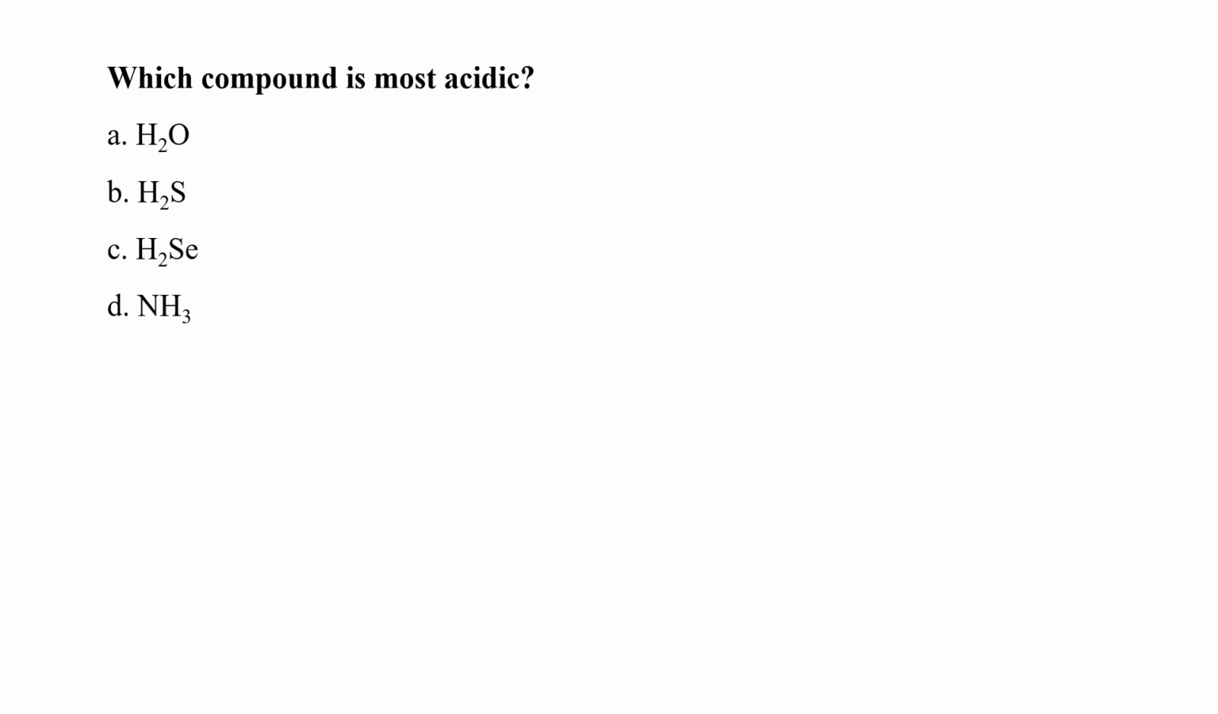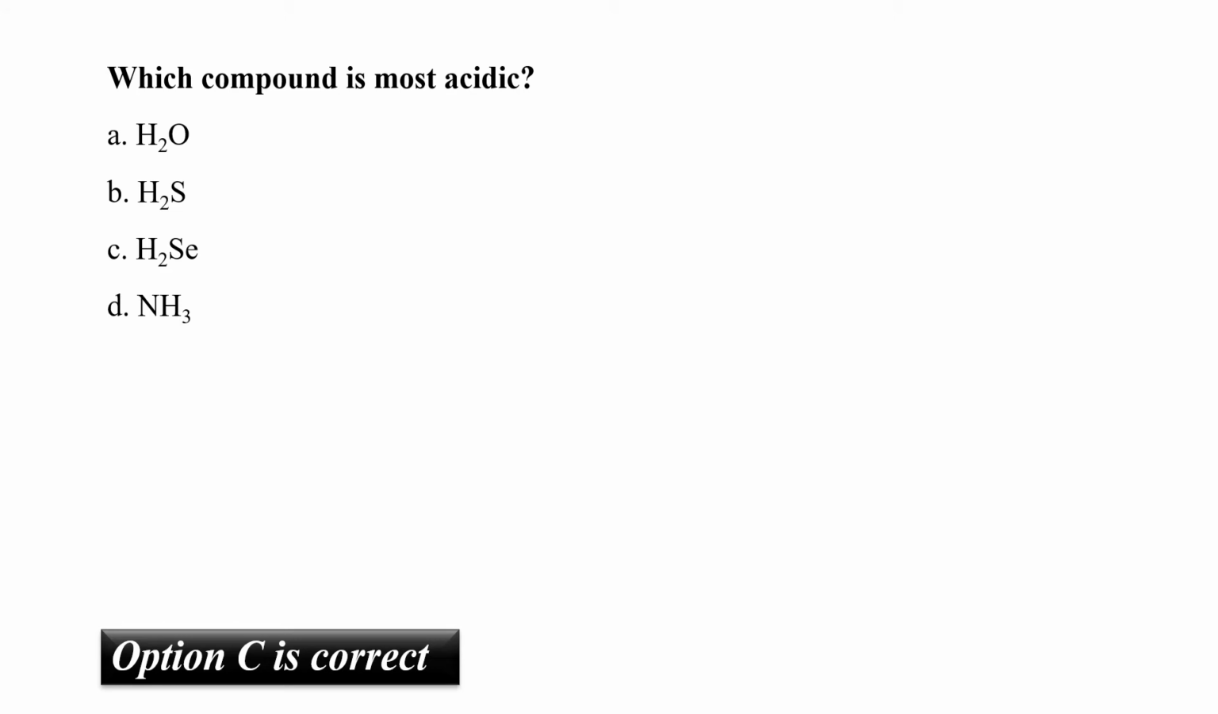Which compound is most acidic? H2O, H2S, H2Se or NH3? Acidic compounds release H plus ions. Among the options, H2O is more acidic than NH3 as oxygen is more electronegative. Similarly, the bonds between H and Se are longer than that of H and S or H and O bonds. This is because Se has a larger atomic radius. So the acidity order from the highest to lowest will be H2Se, H2S, H2O, and then NH3. So the correct answer is option C. H2Se is the most acidic.